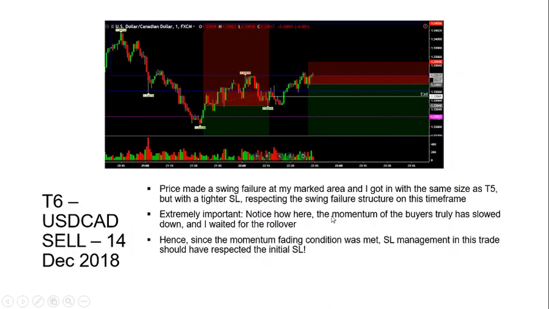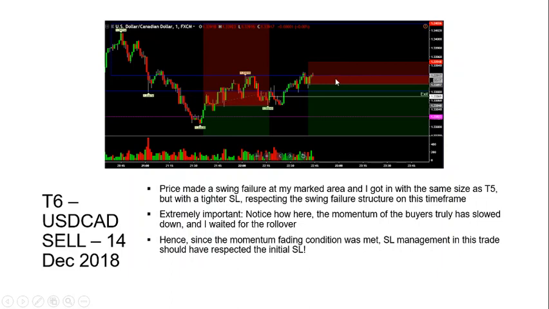Now, that again was a little bit of a mistake similar to Aussie US. The fact that momentum of the buyers had slowed down and I took the swing failure entry, I should let price perform, right? I should anticipate that there may be hanging around some scares of strong buys coming in, but as long as this SR holds, the sells are still on.